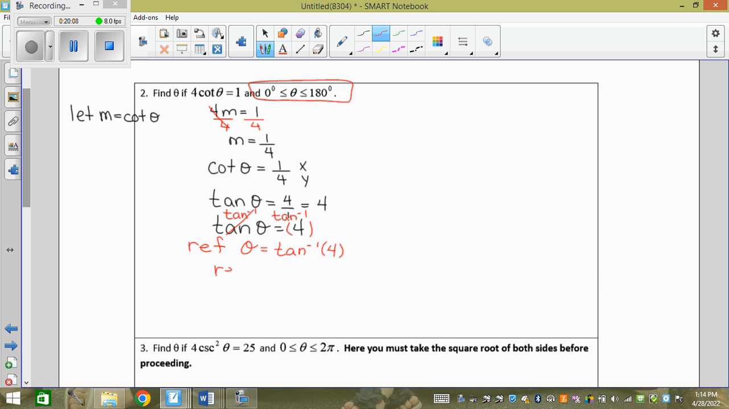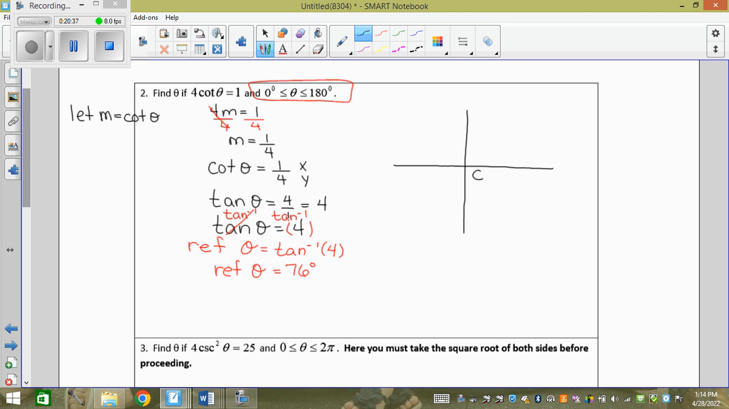75.96. Yeah, we'll say 76 degrees. Now that's the reference angle. The reference angle can be found anywhere in those bow tie angles from the x-axis, correct? How do I figure out where I need to draw it? We know it's between 0 and 180 at the very least.